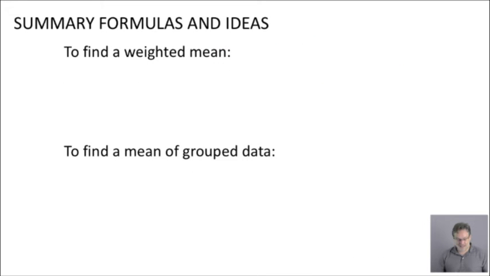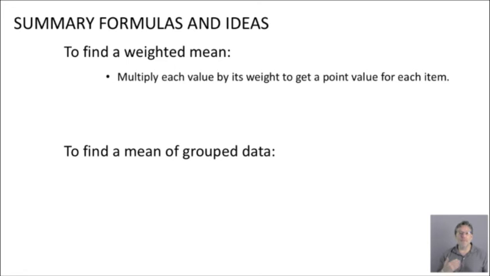Different kinds of means. Let's first of all look at finding the weighted mean. To find the weighted mean, well, hopefully, let me backtrack and say that the non-weighted mean is the formula that you saw on the previous slide. So you've got the formula now for the non-weighted mean, but the procedure for finding the weighted mean is to first multiply each value by its weight.